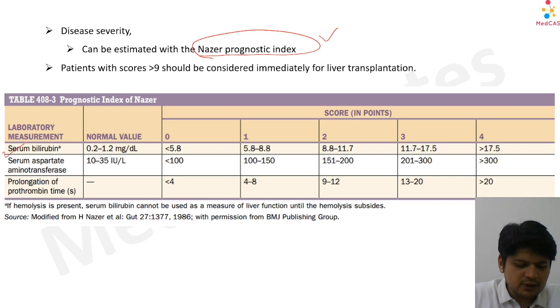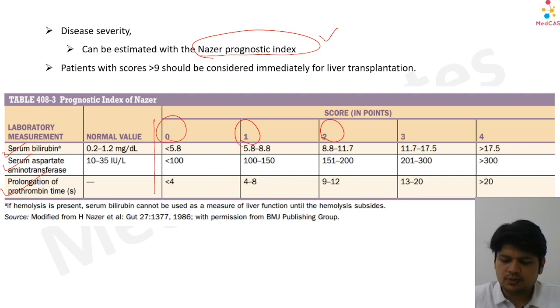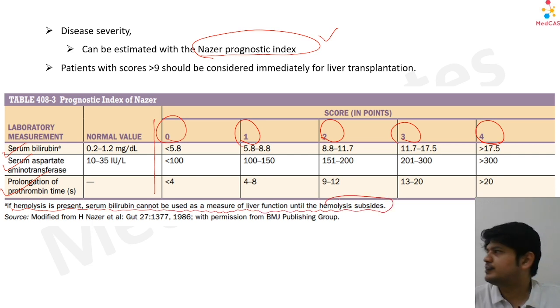We consider the value of serum bilirubin, aspartate aminotransferase, and prolongation of PT. Bilirubin, AST, and PT. Normal values are there, and then you score 0, 1, 2, 3, 4 depending on the value. Then you combine it. If it's 9 or more than 9, you go for direct liver transplantation. If hemolysis is present, serum bilirubin cannot be used as a measure of liver function until the hemolysis subsides, and that's an important thing to consider. But this Nazar prognostic index has been asked quite commonly in your MCQs.